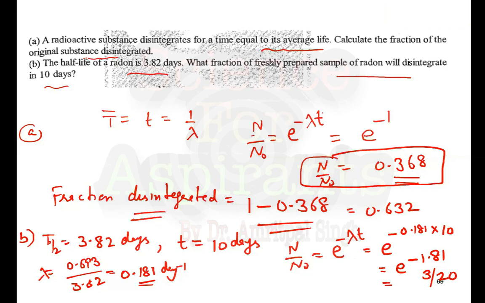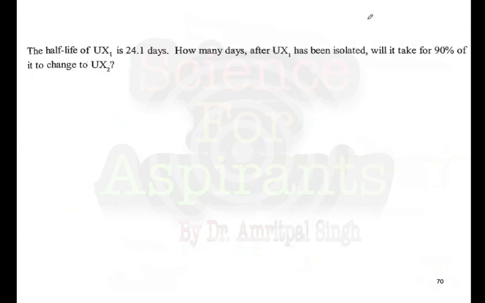So N over N naught means this much of the substance is present. So what fraction of the freshly prepared sample will disintegrate? I will write it here: disintegrated will be equal to 1 minus 3 by 20, which is 17 over 20 fraction of the sample that has disintegrated in these 10 days. So this is how you can calculate. This is the last problem of today's lecture.